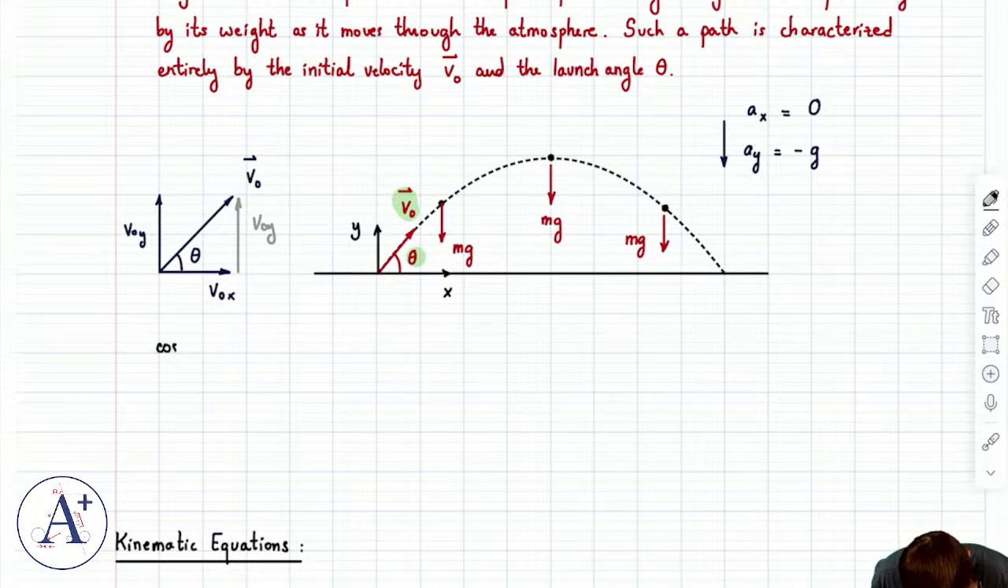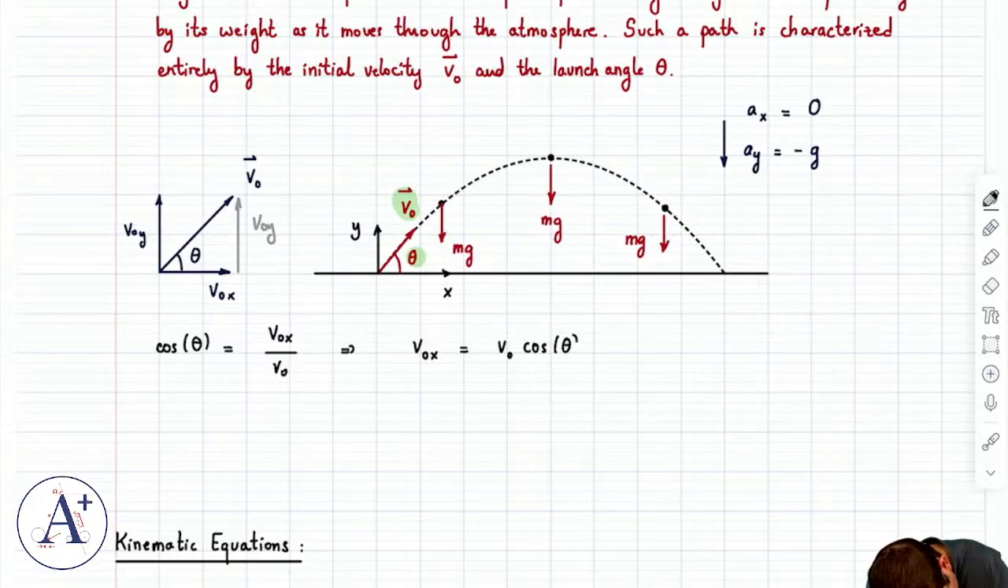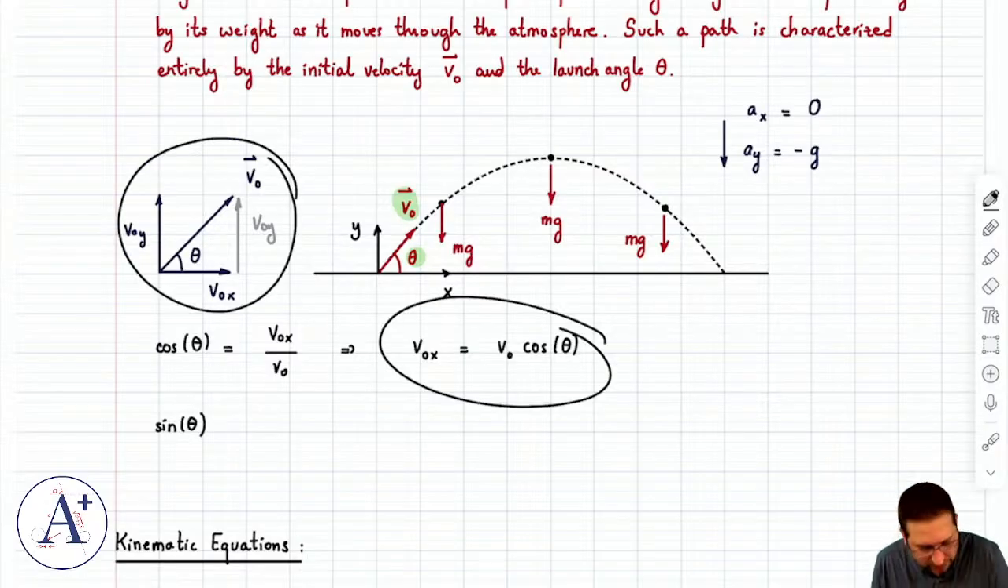You can just say, let's write cosine theta and sine theta and see what we get. Cosine theta is going to be adjacent, which is v naught x, divided by the hypotenuse, which is v0. All right. So v naught x is equal to v0 cosine theta. Now, if you can look at this and get to this directly, that's great.